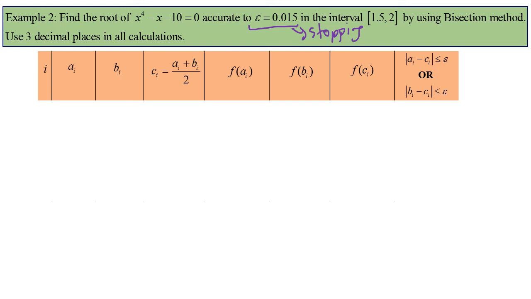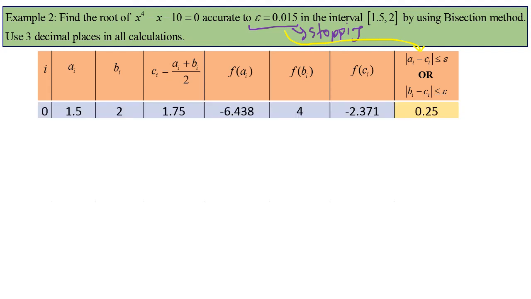Ai minus Ci will have the same value as Bi minus Ci, because Ci is the midpoint between Ai and Bi. So for epsilon here, you have to make sure the value reaches 0.015. Then you can stop the iteration. Alright, let's start with iteration 0.